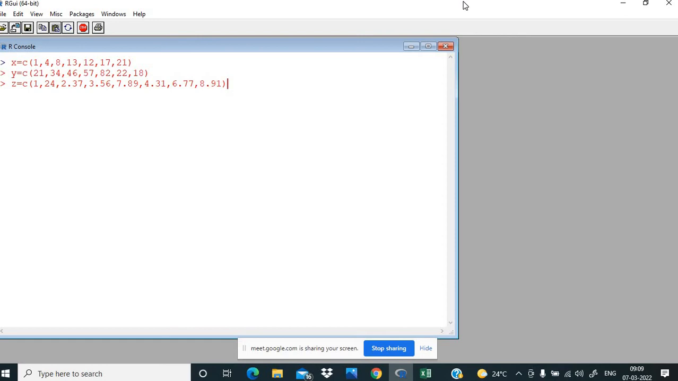Once we have all these values, we enter, then x is separate, y separate, z separate. Now we want to club it together. So what we write is df equal to data.frame. Now this is the important command, data.frame. It will actually put all the data together, and then we give the names of the variables x, y, z.